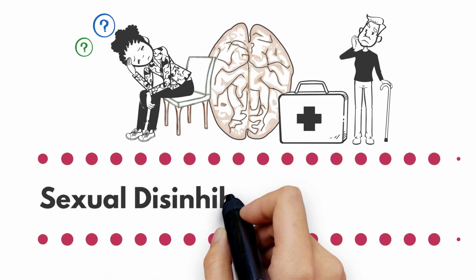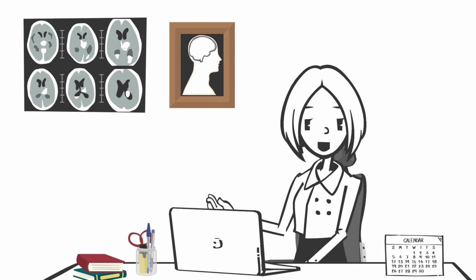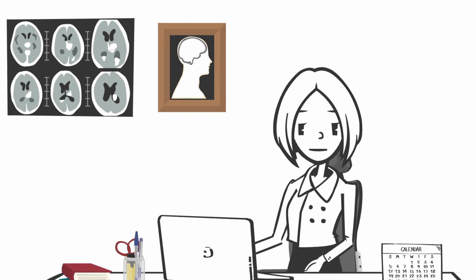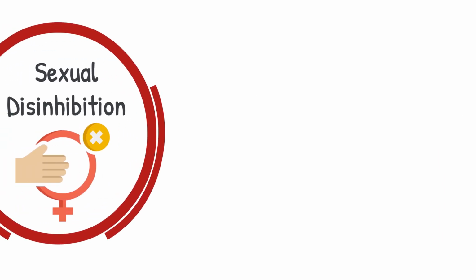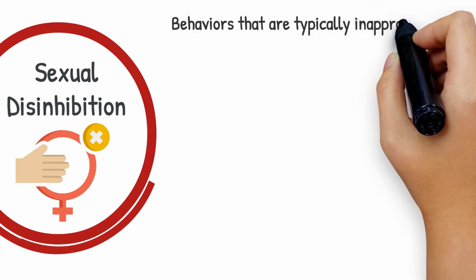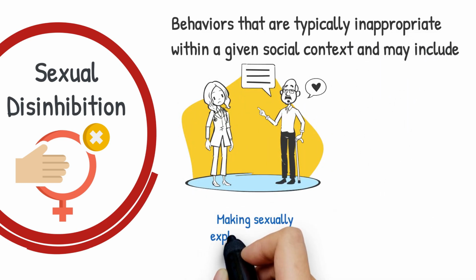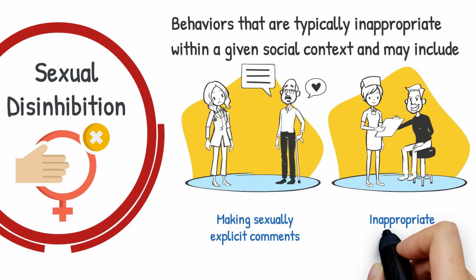Sexual disinhibition in dementia. Now, let's address a complex and sensitive aspect of dementia care: sexual disinhibition. This term refers to behaviors that are typically inappropriate within a given social context and may include making sexually explicit comments, inappropriate touching, or other sexual actions.